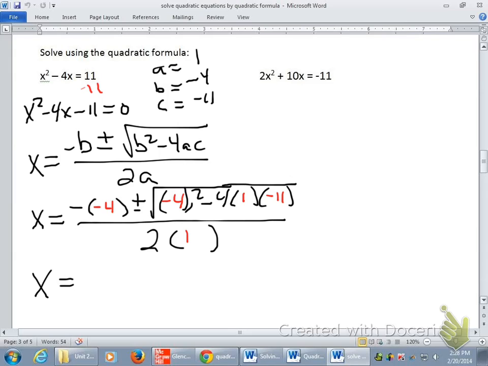Negative 4, of course, is what? 4. Plus or minus the square root of, let's see if we can do all this on the inside. What's negative 4 squared? Positive 16. And then I've got minus 4 times 1 times negative 11. So that's 16 plus 44, right? And 16 plus 44 is 60. All divided by, my 2 times 1 is 2.